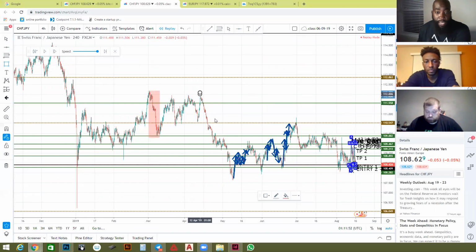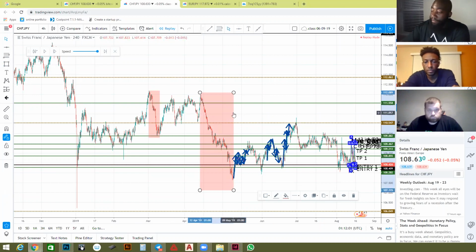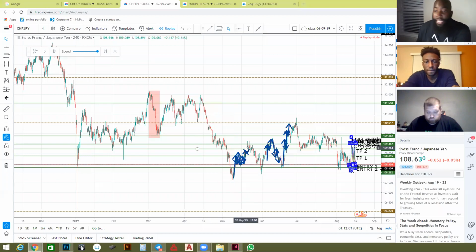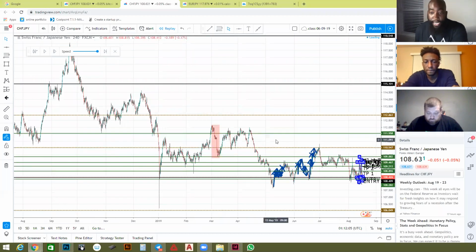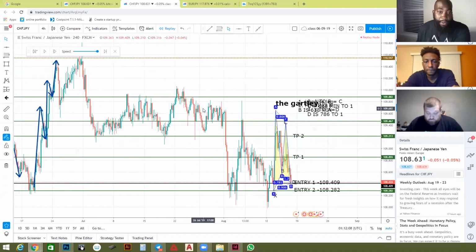This right here is an impulse leg down. This whole thing is an impulse leg down. You see that right there? That whole thing is an impulse leg down. Matter of fact, probably something right there. But I'm not going to fib it out because that ain't what we're here for today. We're here for the Gartley today, and that's what we did. So I'm not going to fib that part out.